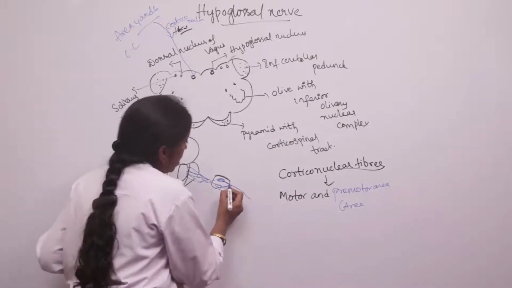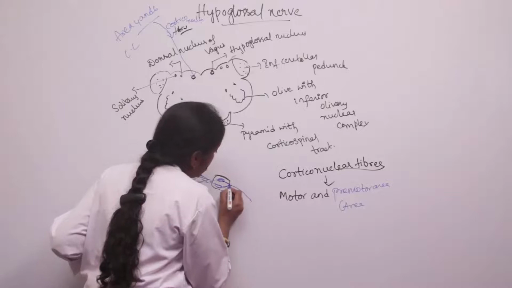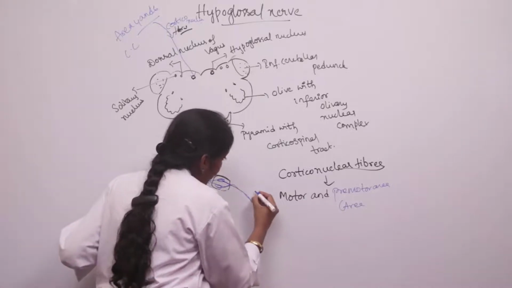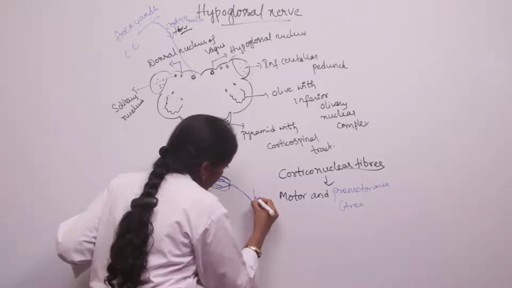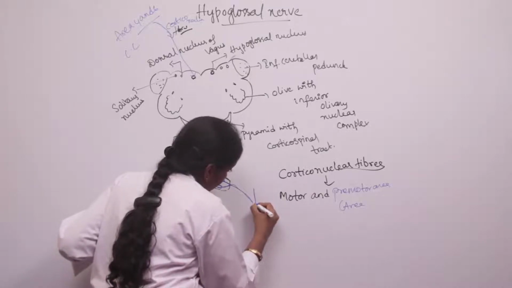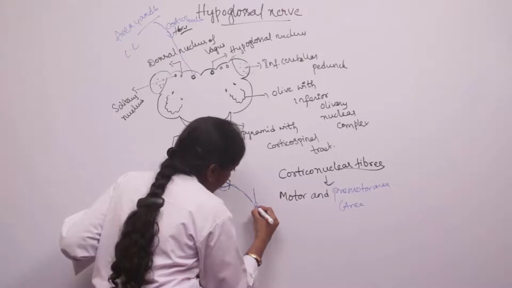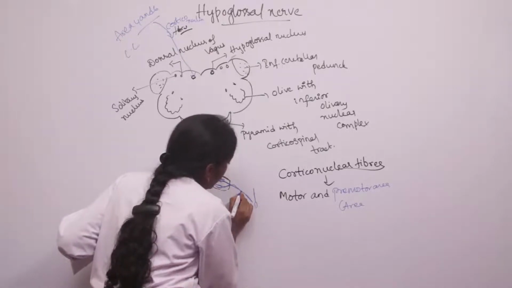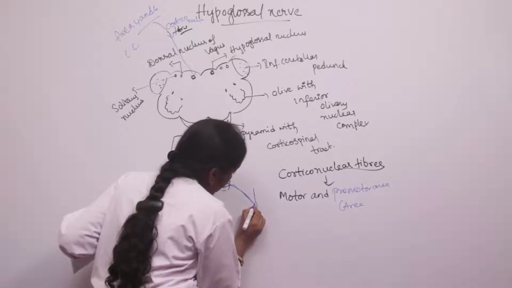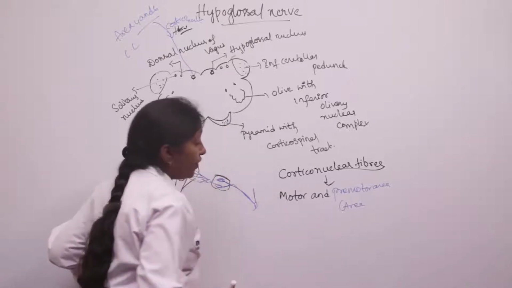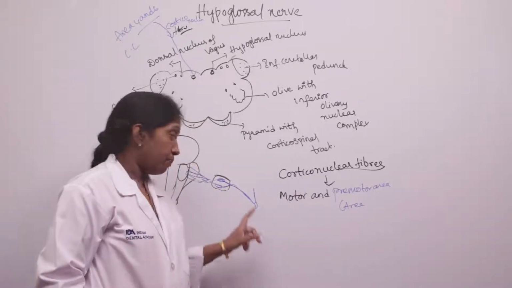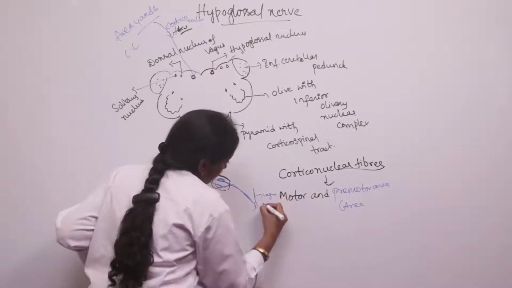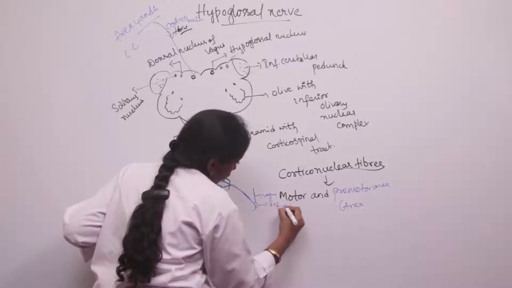And the hypoglossal nerve runs downwards, and here we have the vagus nerve, and the vagus nerve has an inferior ganglion. This hypoglossal nerve makes a half spiral turn over the inferior ganglion of the vagus. This is the vagus nerve, and this is the inferior ganglion of the vagus nerve.